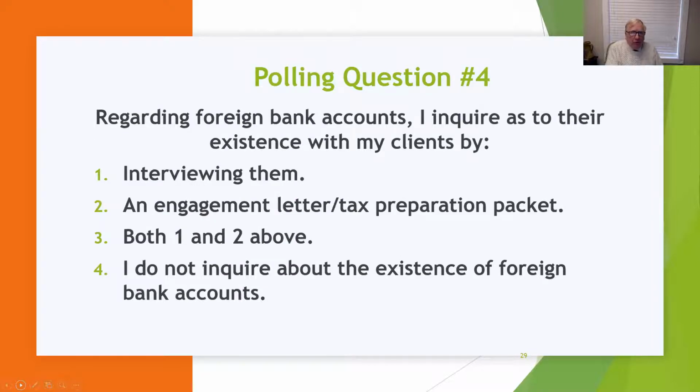So let's get these polling questions out of the way. Regarding foreign bank accounts, I inquire as to their existence with my clients by interviewing them, an engagement letter, tax preparation packet, both 1 and 2 above, or I do not inquire about the existence of foreign bank accounts.